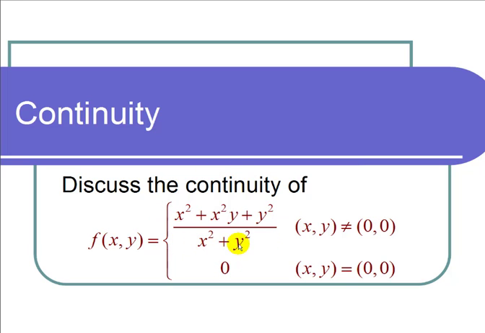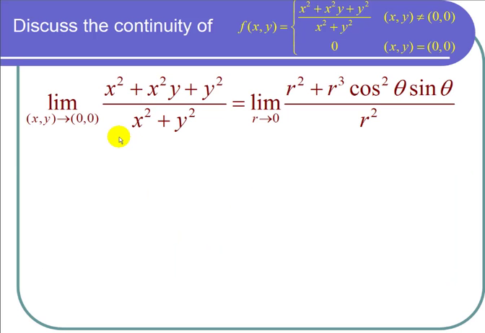I see an x² + y² in a few places, so I'm going to use polar coordinates. So I can say that this limit is equal to the limit as r approaches 0. The x² + y² on the outside becomes an r². This x²y, well, x is r cosine theta, y is r sine theta. I can collect the r's together. I get an r³ cosine² theta times the sine of theta. And then the denominator, x² + y², just becomes r².